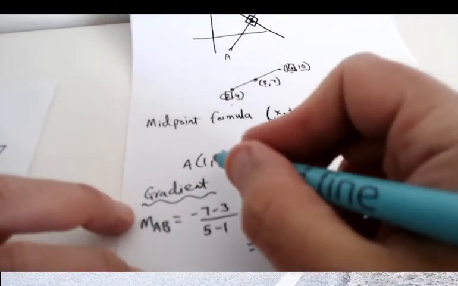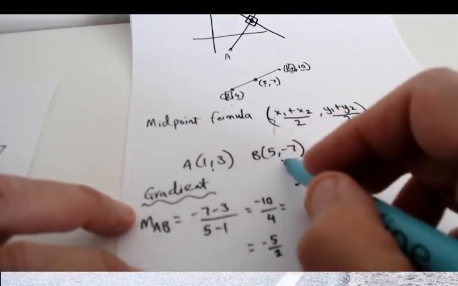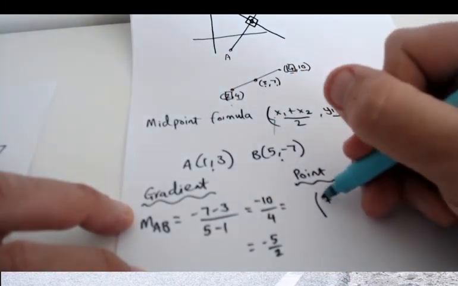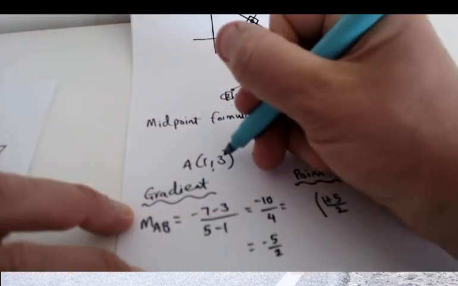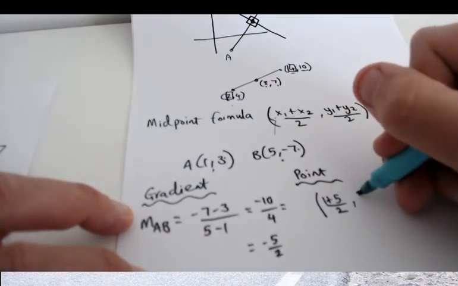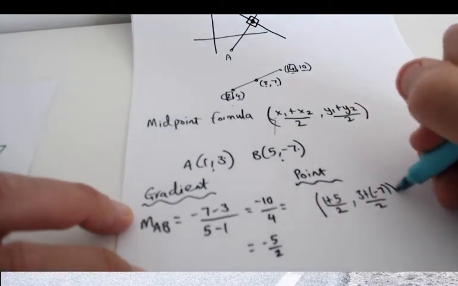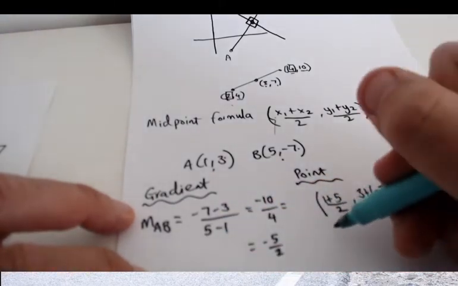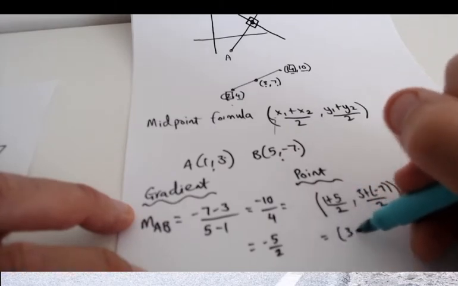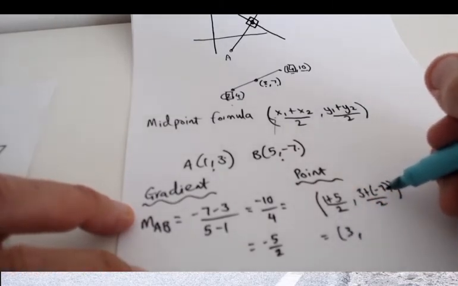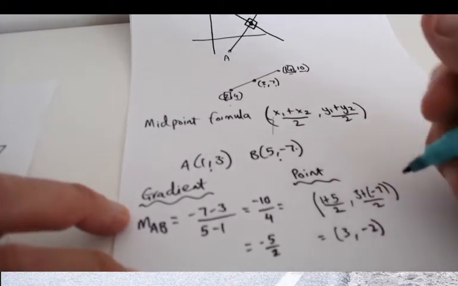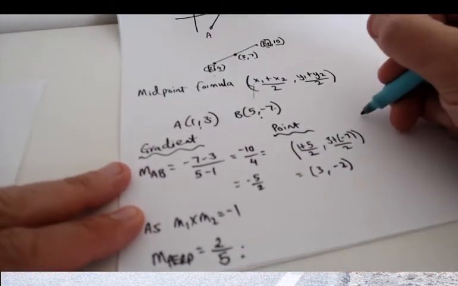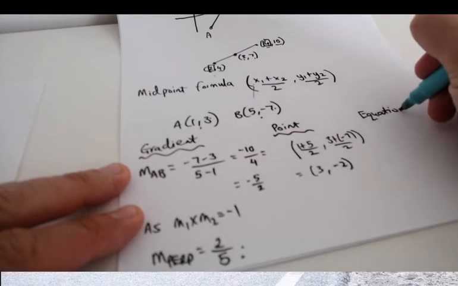okay, I need the midpoint of this. So I'm going to add together my x coordinates and half it. I'm going to add together my y coordinates and half it. People can get a little bit mixed up with the gradient formula and the midpoint formula. You need to have it really clear in your mind. So 1 add 5 is 6, half of that makes 3. 3 add minus 7 is 3 take away 7, which is minus 4, half of that is minus 2. So I have my gradient, I have my point, and now I'm going to do my equation.